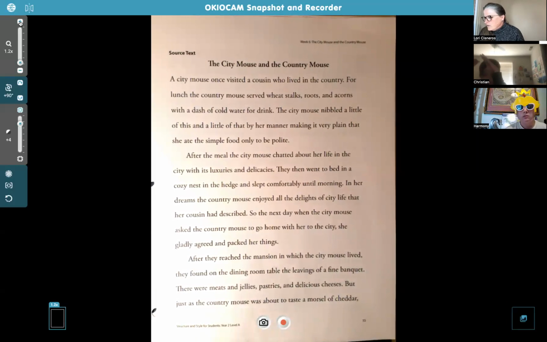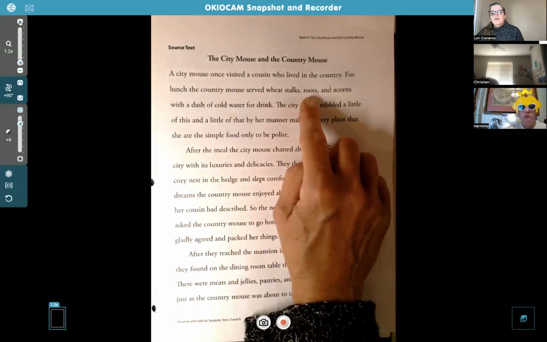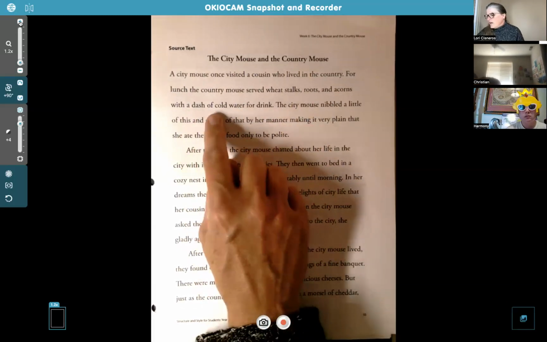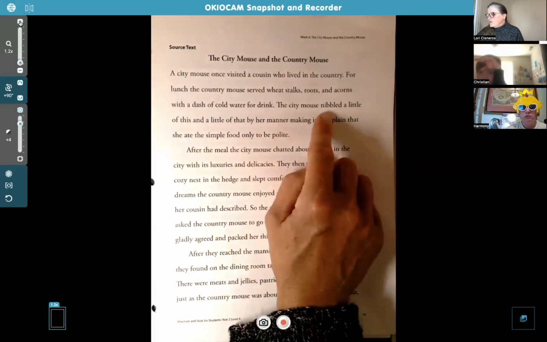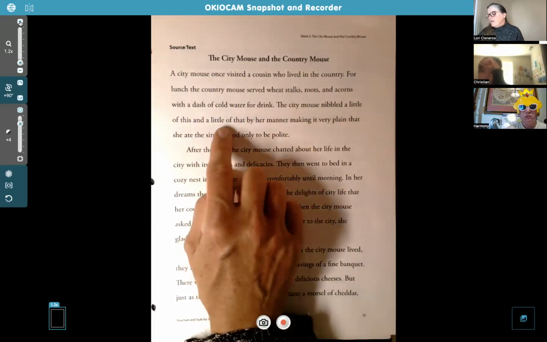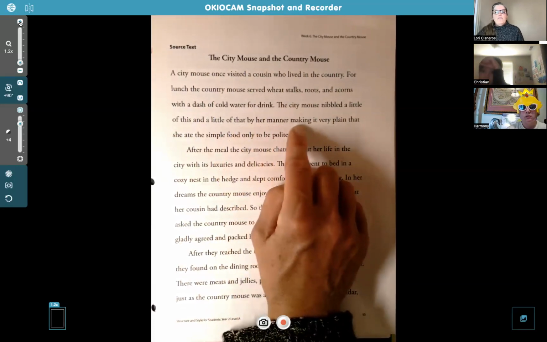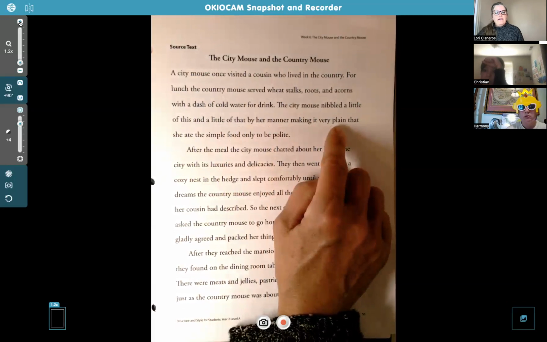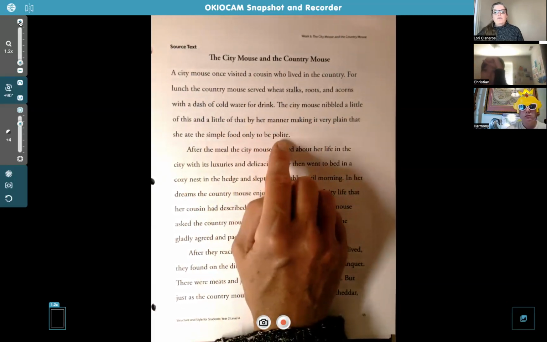A city mouse once visited a cousin who lived in the country. For lunch, the country mouse served wheat stalks, roots, and acorns, with a dash of cold water for drink. The city mouse nibbled a little of this and a little of that, by her manner making it very plain that she ate the simple food only to be polite.